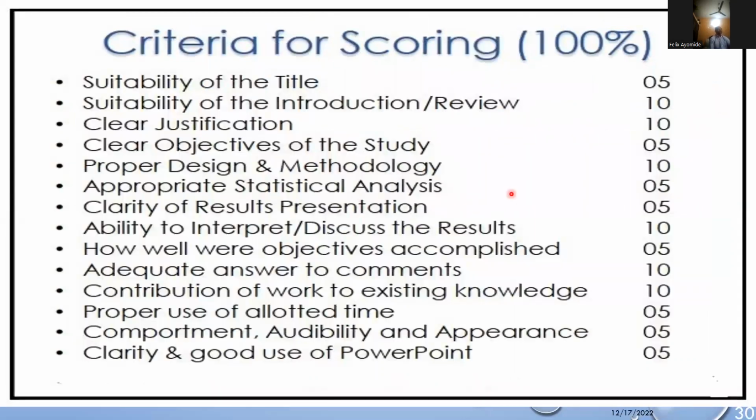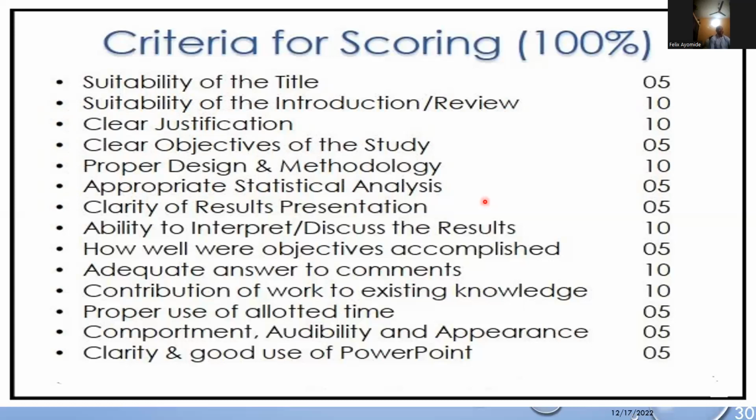Okay, now the criteria usually for scoring an academic presentation is as shown on the screen. Suitability of your title, suitability of your introduction. How were you able to clearly justify the work? Okay, the objective of the study. Did you use proper design and methodology? Did you use the appropriate statistical analysis?